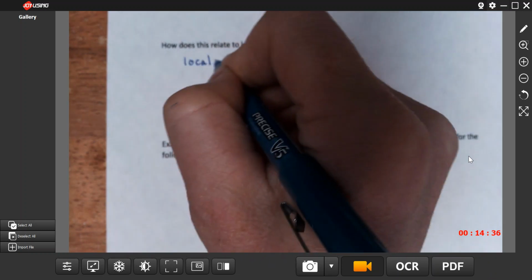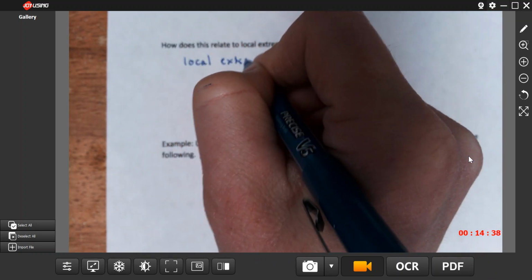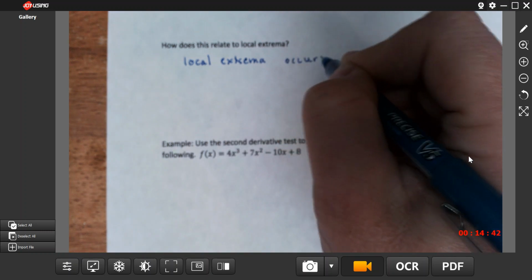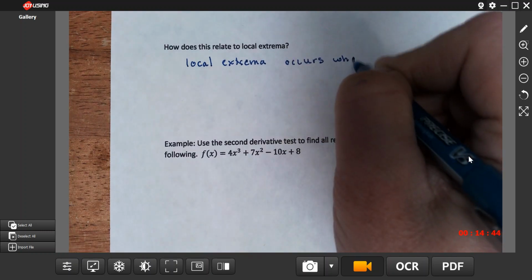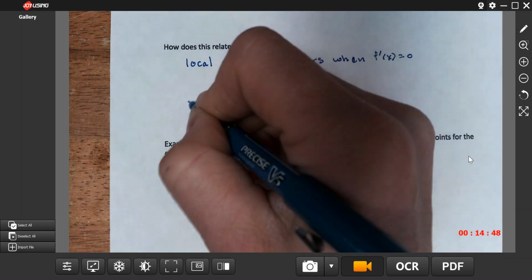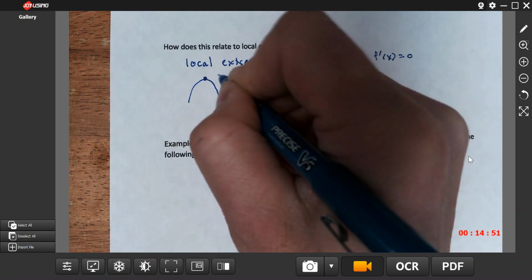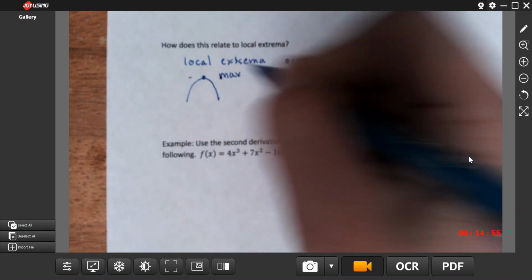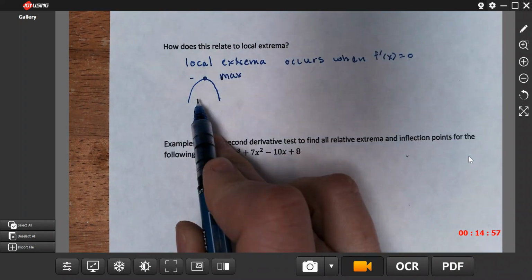So a local extrema, so a max or a min, occurs when the derivative is equal to 0. So, for example, that would be a local max, and the derivative would be 0.